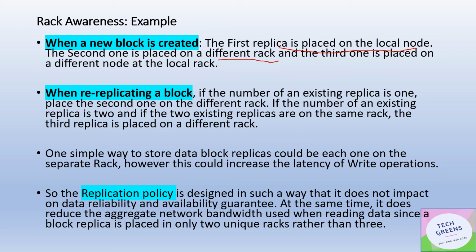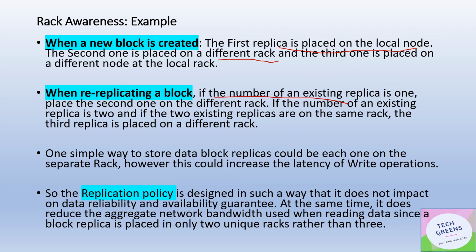So on one rack, on two nodes there would be two blocks, and on the second rack it would be the third replica. And even in case we were trying to do a re-replication of a particular block, the same policy would be followed. If the number of existing replicas is 1, then the second would be placed on a different rack, and then the third would be placed on the first rack itself on a different node, right?